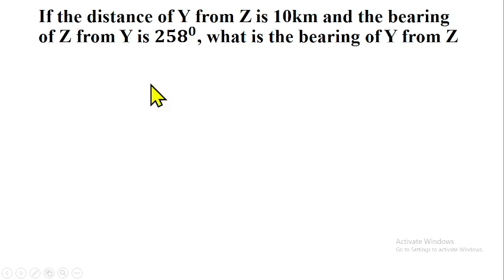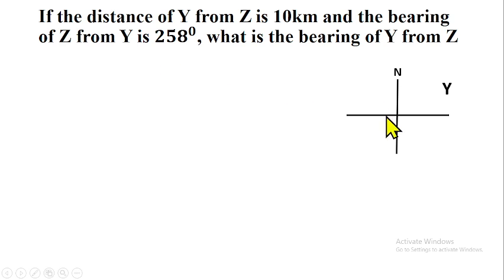Very simple as well. We are starting from where? From y. The bearing of z from y is 258. So draw a cardinal point, and label it. Will you label it z or label it y? You label it y because we are starting from y. Then this is a 3-digit bearing.